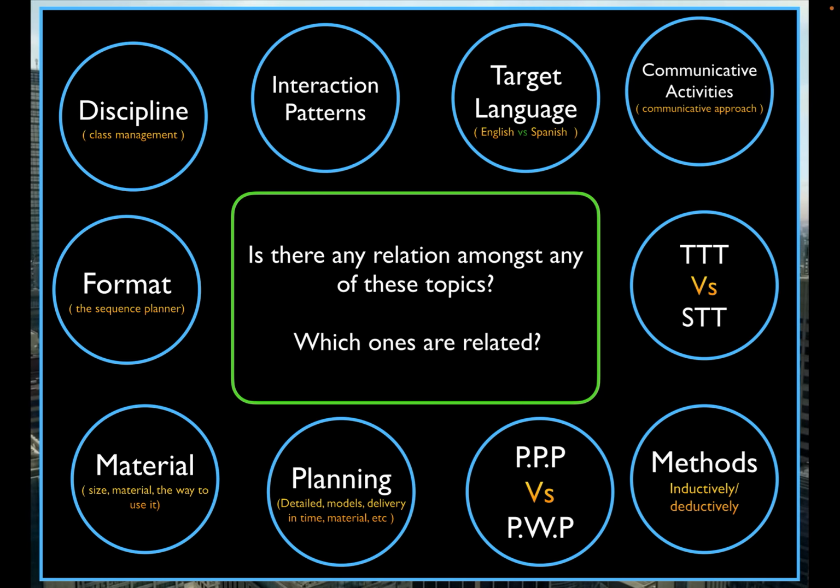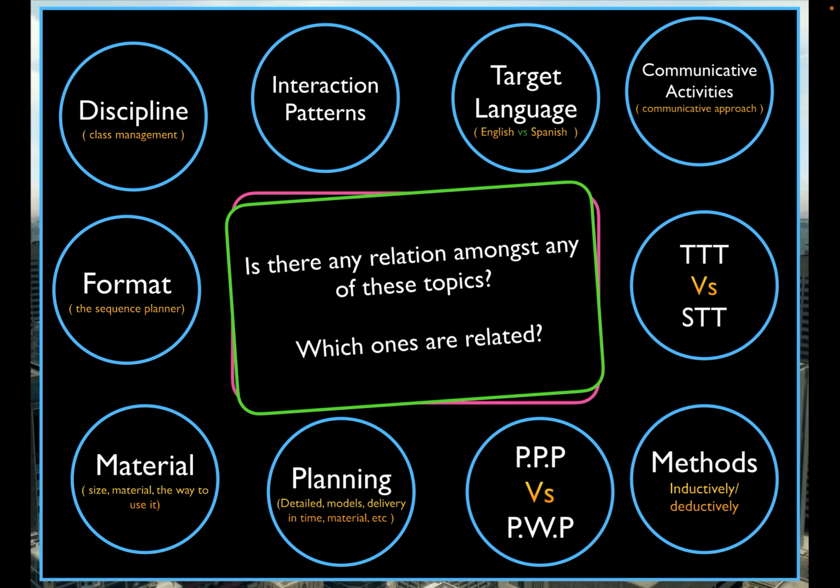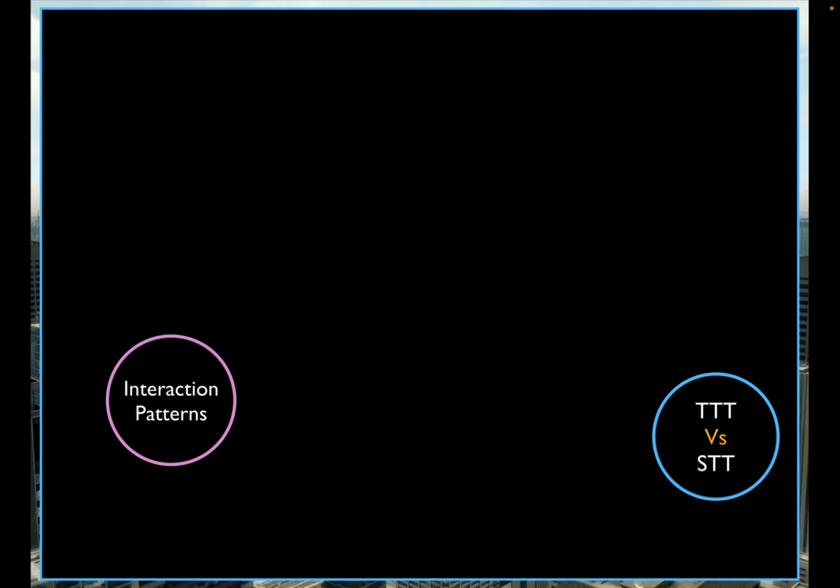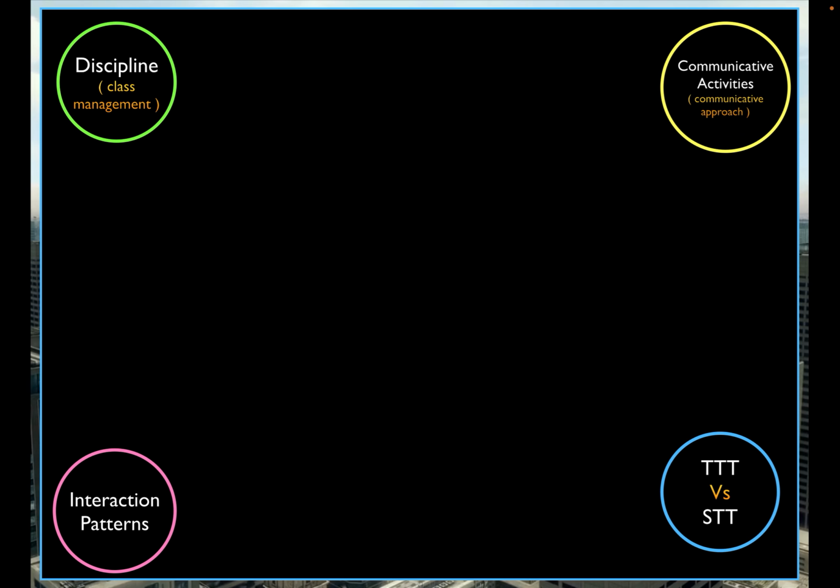Which ones are related? As I said before, all are related. But we're going to tackle them one by one in coming classes. And today we're going to tackle only these four issues you had: discipline, interaction patterns, communicative activities, TTT versus STT.